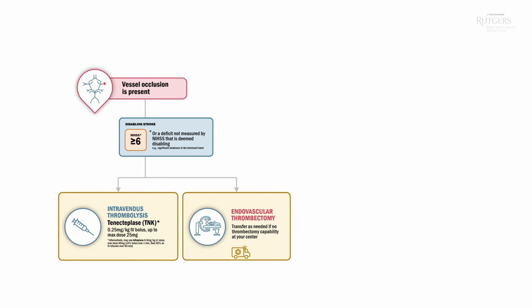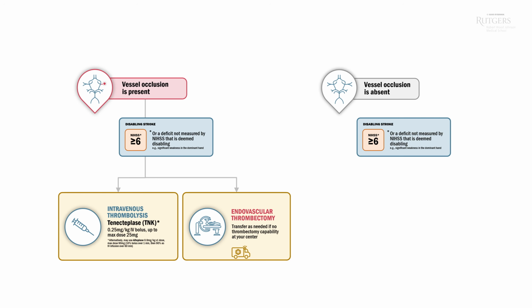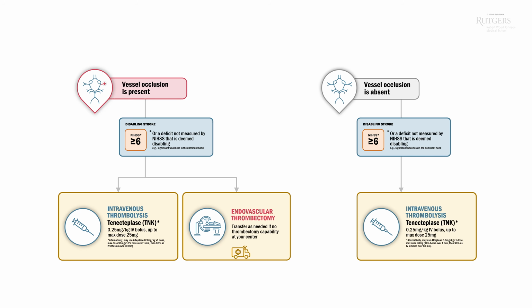Okay, proximal large vessel occlusion with disabling deficits? Consider IV thrombolysis and thrombectomy. No proximal large vessel occlusion but disabling deficits? Consider IV thrombolysis.